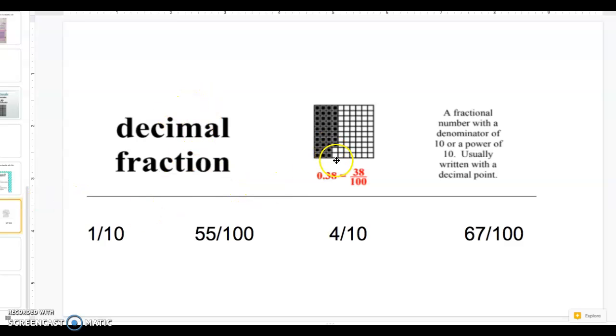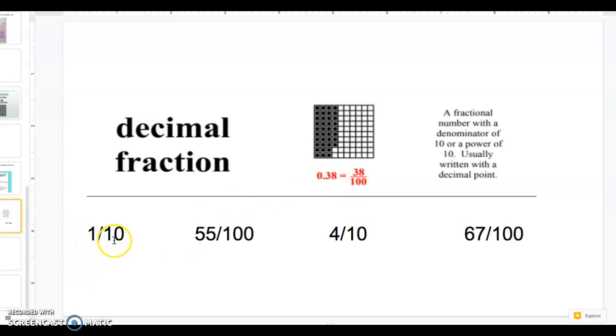A decimal fraction is a fraction that ends in tens or hundreds. For our purposes, it's tens or hundreds. So here's a picture of what a decimal fraction looks like. One whole broken into 100 pieces. 38 of those 100 pieces are colored in, so that's the numerator, and the denominator is 100. So this is 38 hundredths, and we can also write it like a decimal. Today, however, we're going to just be focusing on fractions.